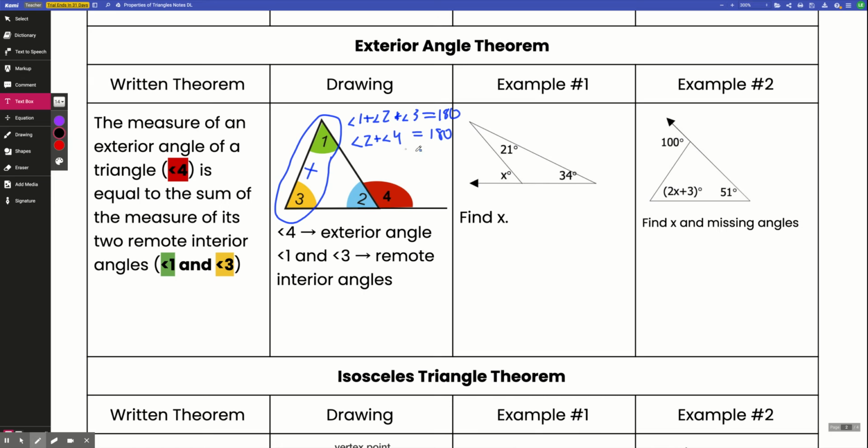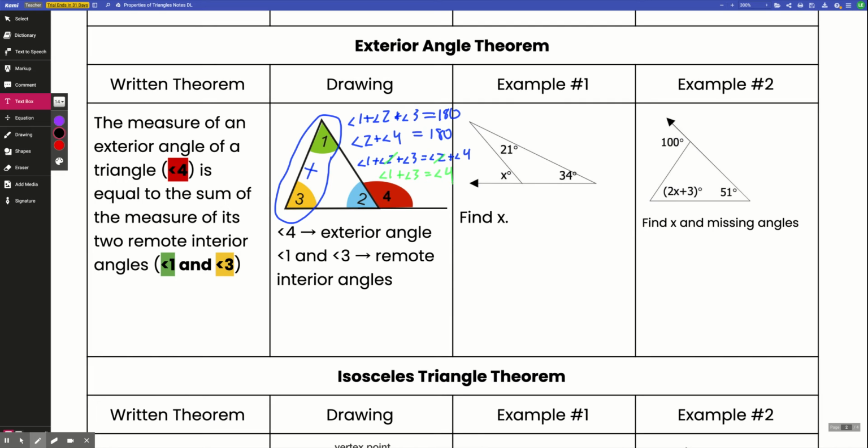Okay, so I can set these equations equal to each other by the transitive property, right? If you remember that from when we did proofs. So I have angle 1 plus angle 2 plus angle 3 has to equal angle 2 plus angle 4. And what I can do is subtract or eliminate angle 2 from both sides, right? So what you end up with is angle 1 plus angle 3 equals angle 4. So that's a little proof, right, of why this works.